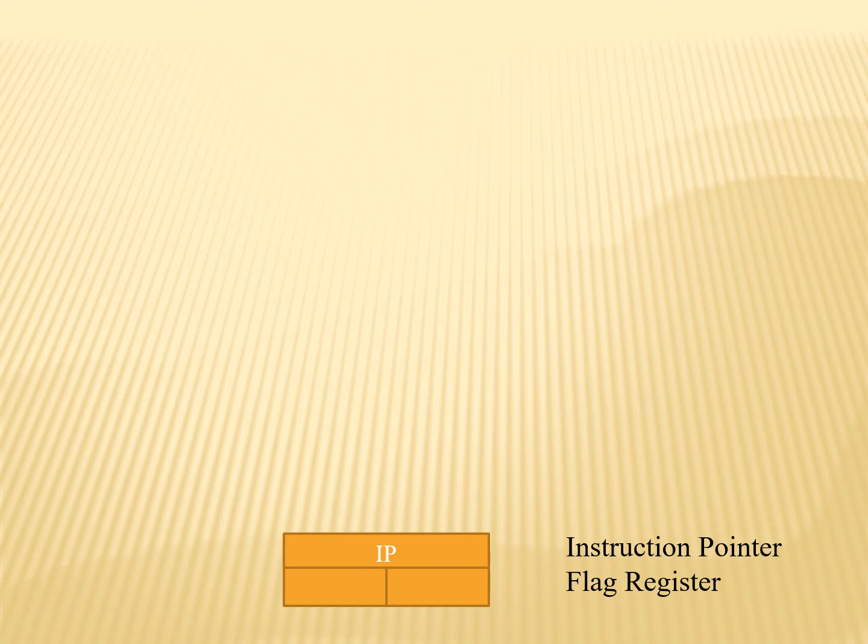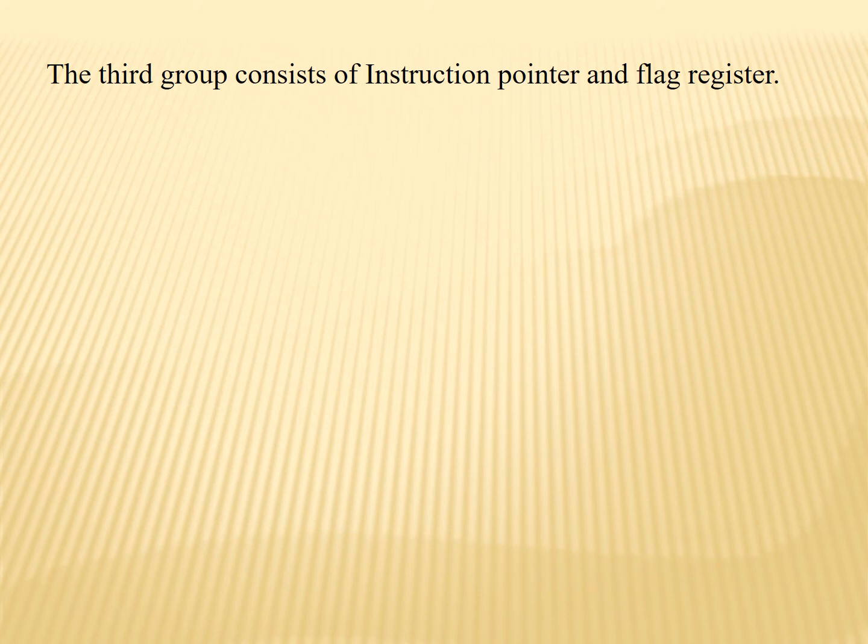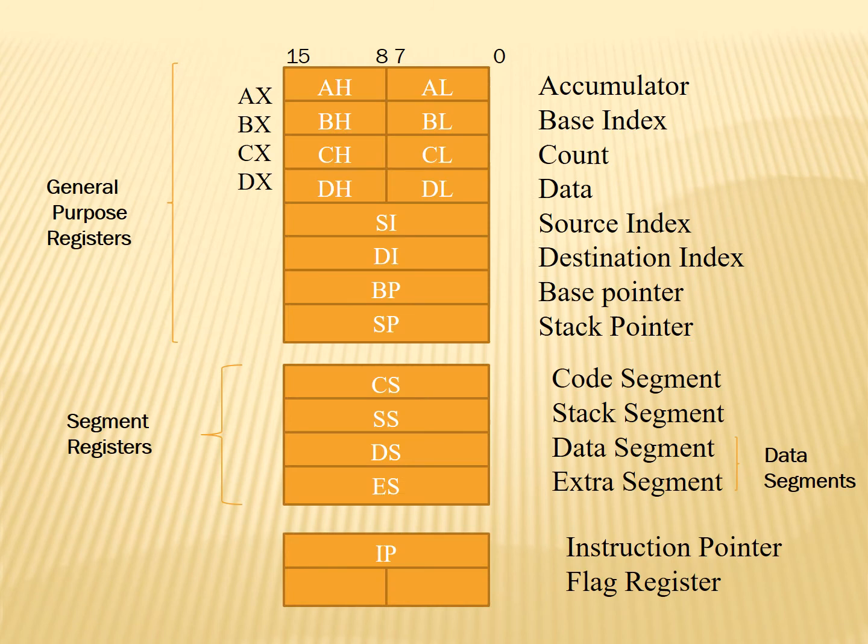And the flag register: after an arithmetic or logical operation, the status of the answer is stored in the flag register. The third group consists of the instruction pointer and flag register. So that's all about the programming model. The programming model of the 16-bit microprocessor is divided into three register groups: general purpose registers, segment registers, and lastly the instruction pointer and the flag register. And in the 16-bit family we have two data segments. So this is all about the 16-bit programming model.